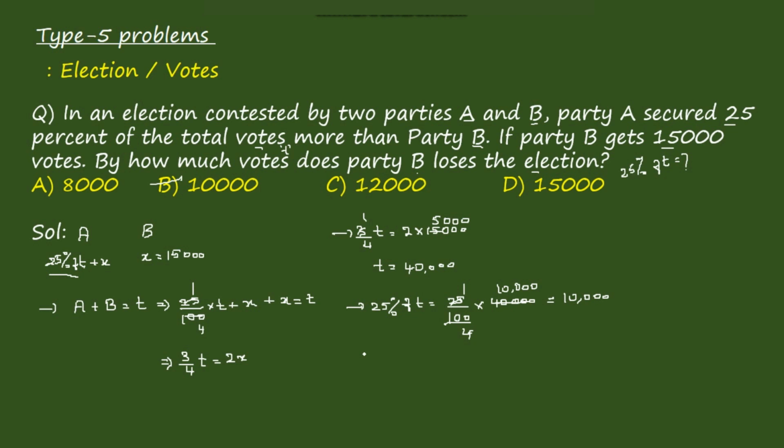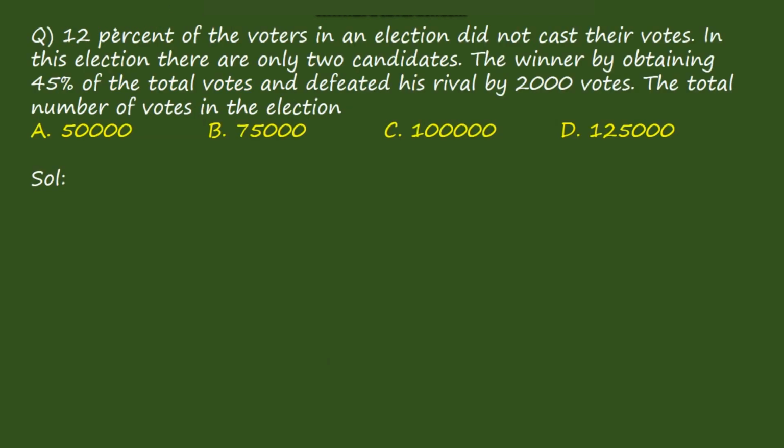Resolving a few more problems on it. Come to the next question. 12% of the voters in the election did not cast their votes. In this election, there are only two candidates. The winner obtains 45% of total votes and the defeat is revealed by 2,000 votes. Find the total number of votes in the election.